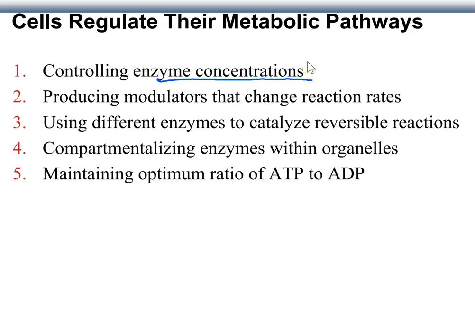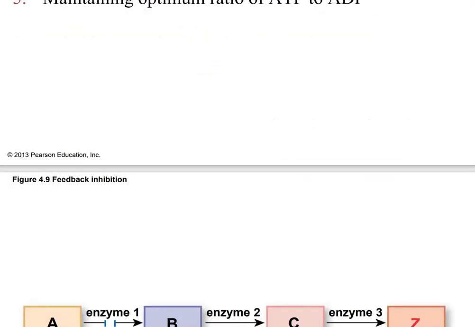You can produce modulators that change the reaction rate, such as inhibitors that are usually temporary or reversible. You can use different enzymes to catalyze reversible reactions. So that's one good way to regulate. And then you can compartmentalize enzymes within organelles so that the enzyme reactions are only taking place in certain places. And you can maintain the optimum ratio of ATP to ADP. So all of that would do that.